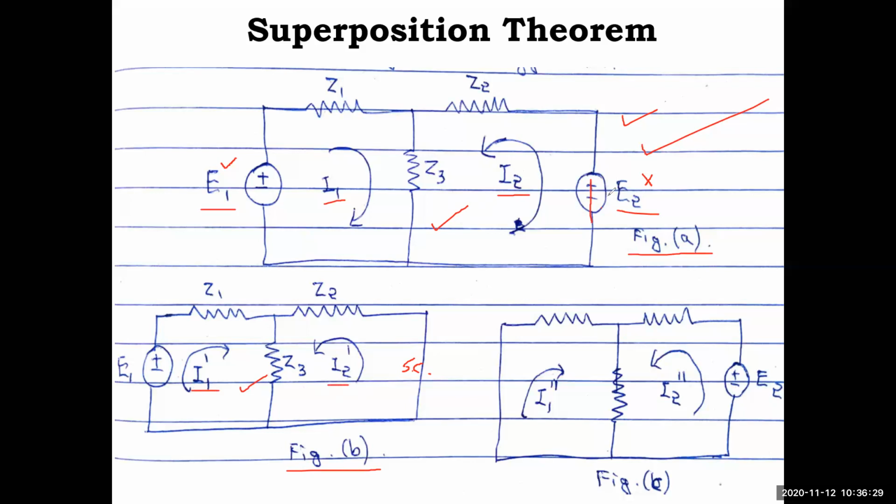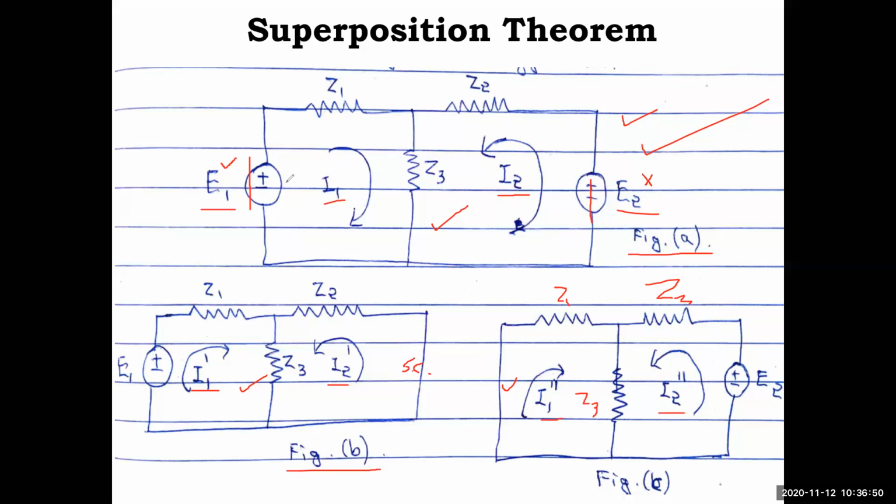Second case: I will make E2 active and E1 inactive. That means this is a short circuit. That is what is shown over here. The names are not written here, so write down Z1, Z2, Z3, and the two mesh currents I will now name as I1 double dash, I2 double dash.